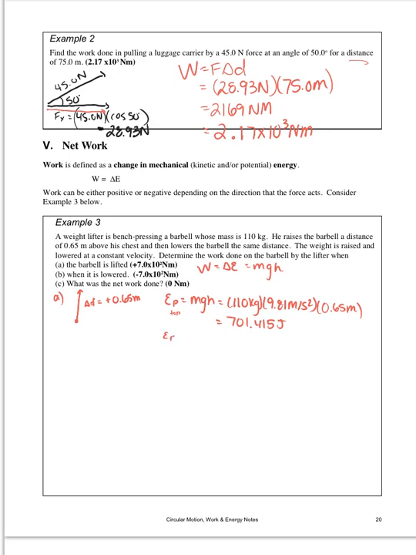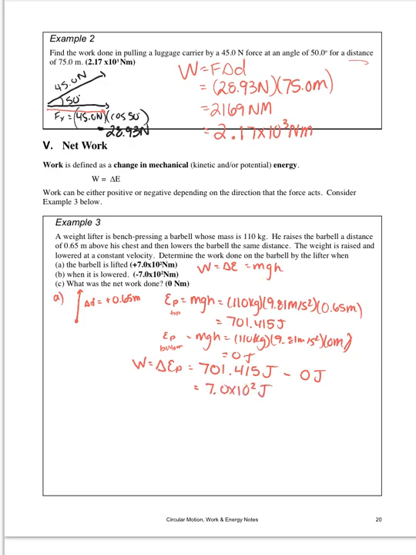Now, if you want to prove this to yourself, we need the potential energy at the bottom. So that would be mgh, where h was 0. So we get 0. Work is equal to the change in potential energy, which is the final position, so the top, 701.415 joules at the top. Take away the bottom, so 0 joules at the bottom. So work is 7.0 times 10 to the 2 joules, just two significant digits.